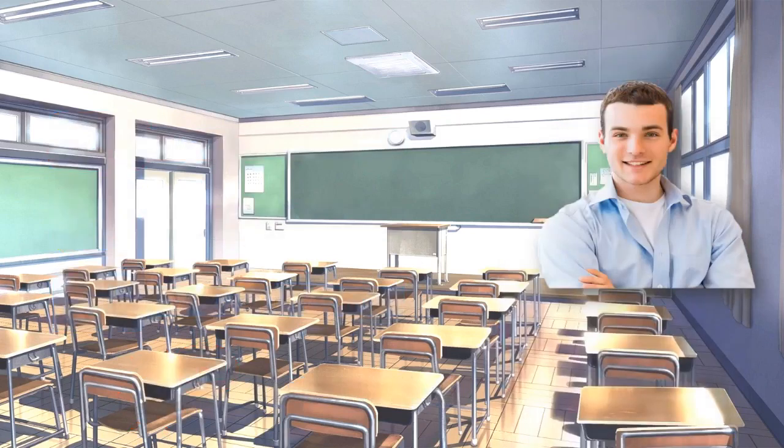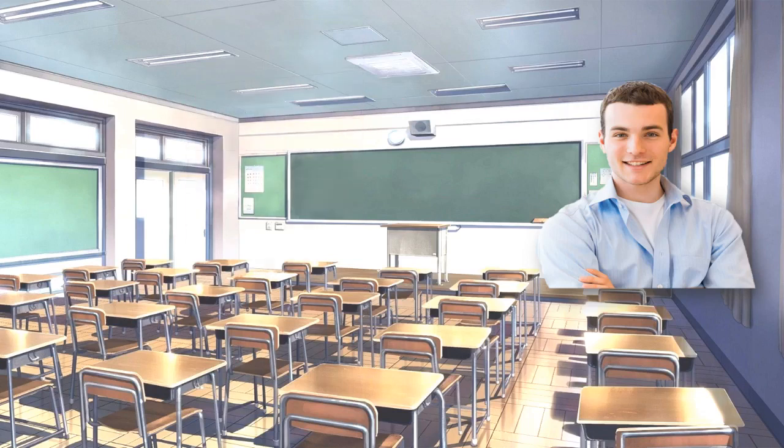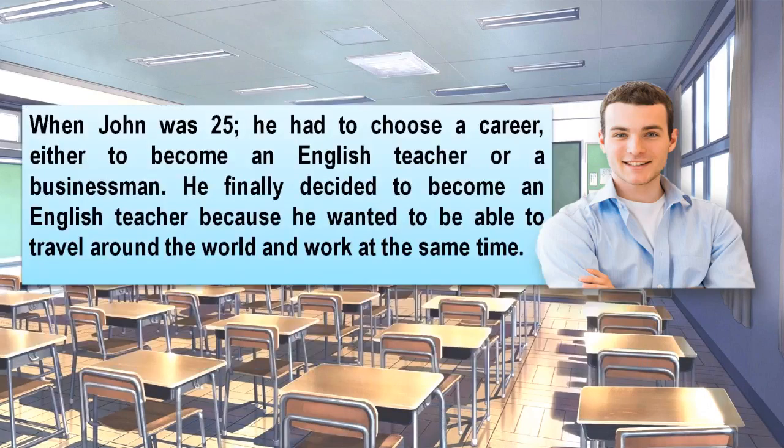So before I start today's lesson, I just want you to take a look at this person. And of course, this is John. His name is John. We are going to read a text about his professional experience. So I'm going to read. When John was 25, he had to choose a career, either to become an English teacher or a businessman. He finally decided to become an English teacher because he wanted to be able to travel around the world and work at the same time.